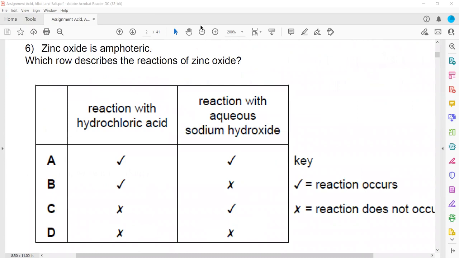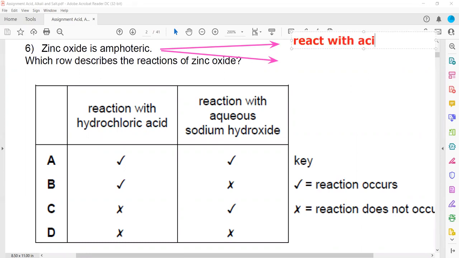Again, an amphoteric oxide. What is the meaning of amphoteric oxide? Amphoteric oxide means it can react with acid, it can react with base. So an amphoteric oxide can react with acid, and it can react with base, or alkali we can also say.